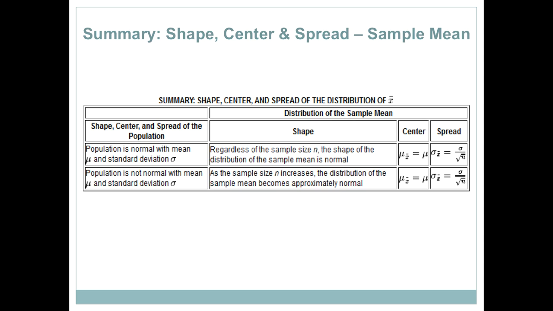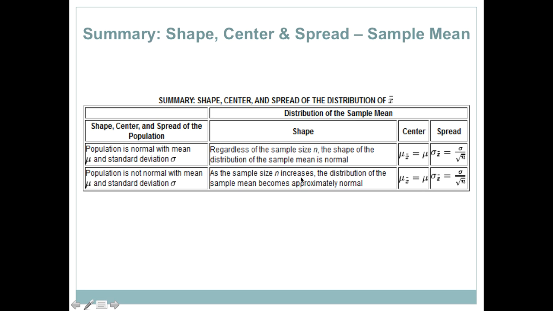So this right here is a nice little summary of being able to describe the distribution for your sample mean. If the population is normal, with a mean of mu and a standard deviation of sigma, regardless of the sample size, the shape is also normal. The mean is just the same as the population mean. The standard deviation, or standard error of the mean, is just found by taking sigma over square root of n. This is the same regardless, okay? But if the population is not normal, the shape is said to be approximately normal as your sample size increases.